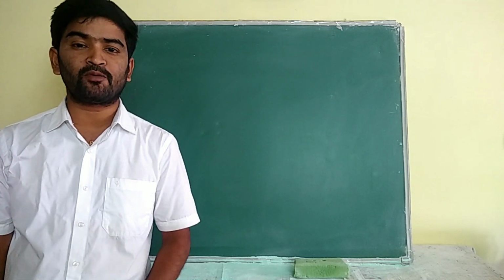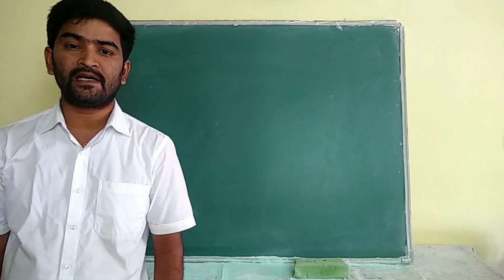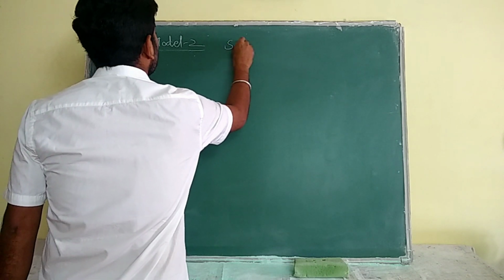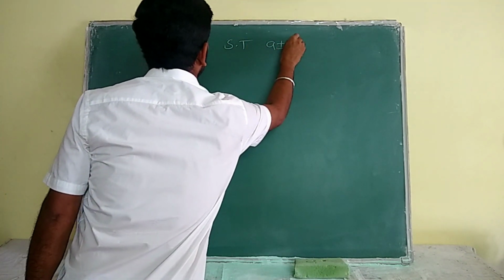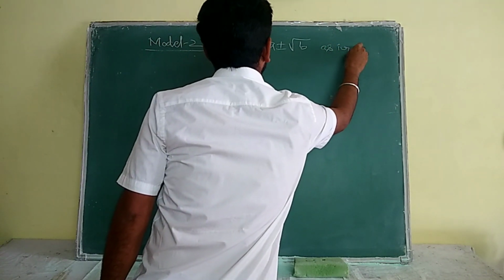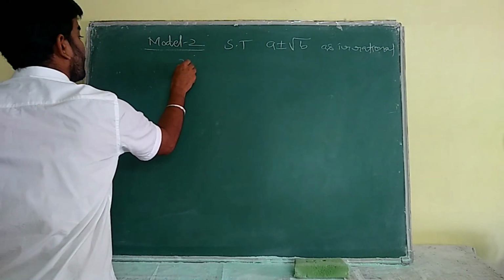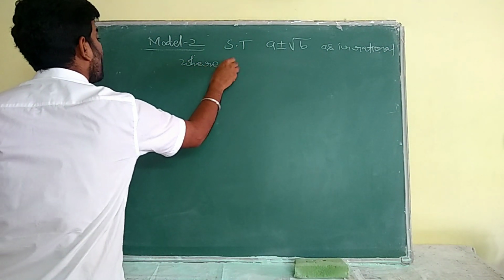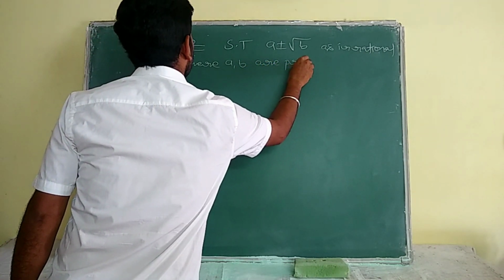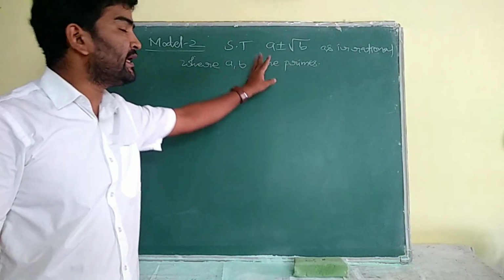Now we will discuss model 2, that means numbers which are in the form of a plus or minus root b as irrational numbers. Show that a plus or minus root b is irrational, where a, b are primes. Or simply b is prime.